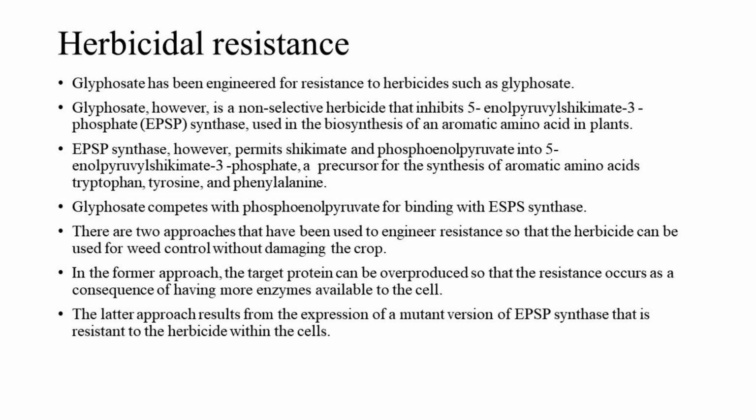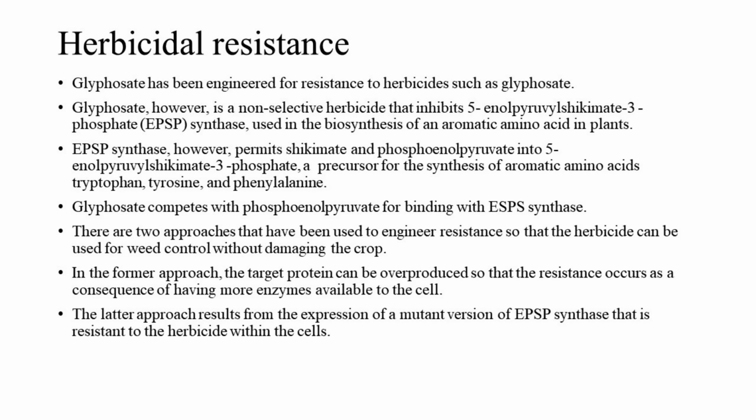There are two approaches that have been used to engineer resistance so that the herbicide can be used for weed control without damaging the crop. In the former approach, the target protein can be overproduced so that the resistance occurs as a consequence of having more enzymes available to the cell. The latter approach results from the expression of a mutant version of EPSP synthase that is resistant to the herbicide within the cells.